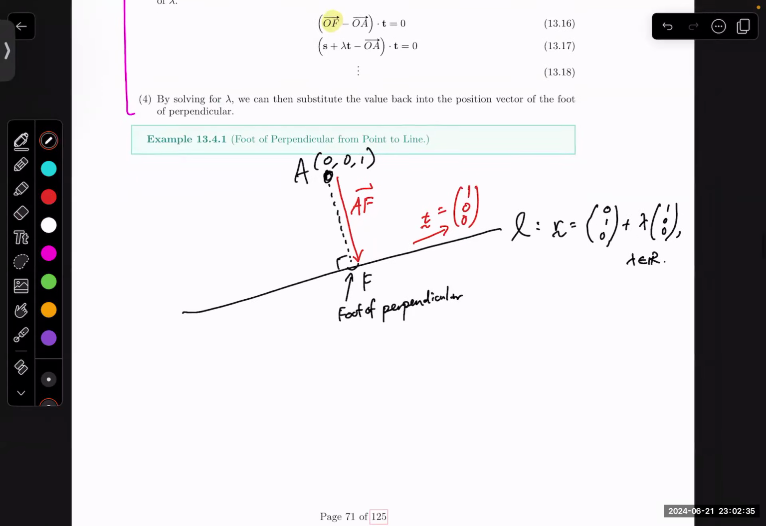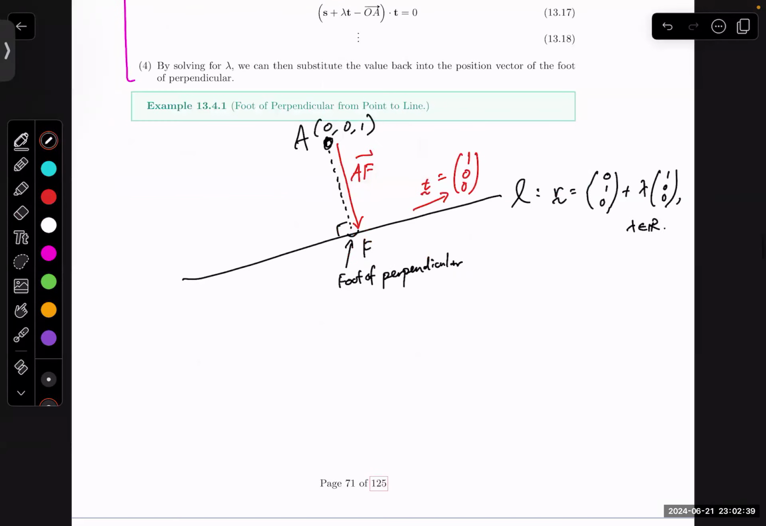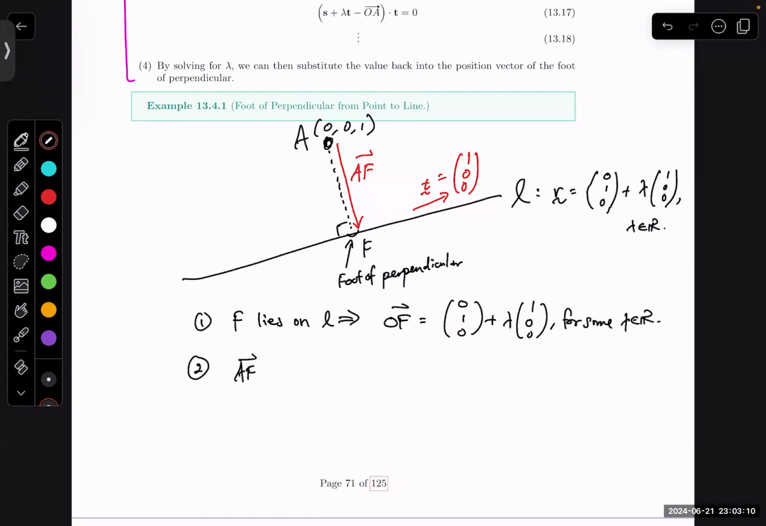So remember, the first step is that my foot of perpendicular F lies on L, which means vector OF is equal to (0, 1, 0) plus lambda (1, 0, 0) for some lambda in R. Second step is vector AF is perpendicular to the direction vector T of the line, which means vector AF dot the direction vector of the line is going to be equal to 0.